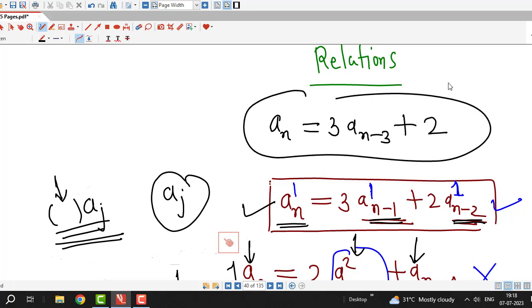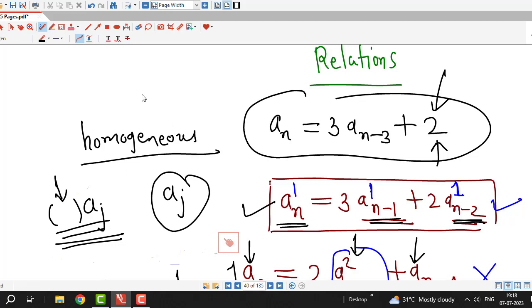Then this is also not homogeneous. Why? Because of this term. So now I hope it is clear that when our recurrence relation is homogeneous, each term of the recurrence relation is a multiple of aj. Or a recurrence relation is homogeneous if there are no terms in it which are not multiples of aj's.